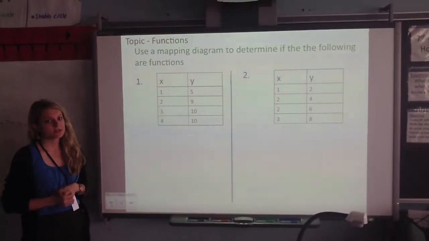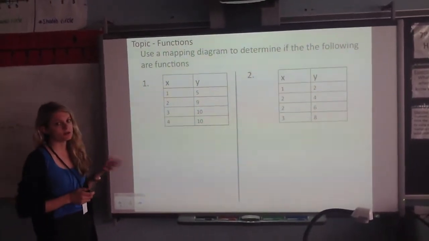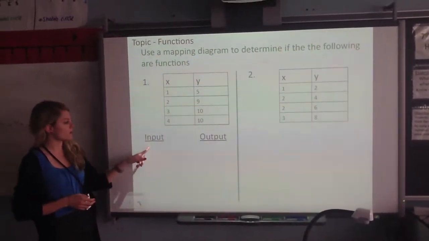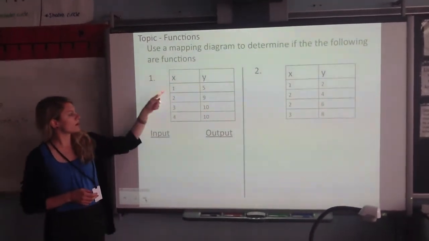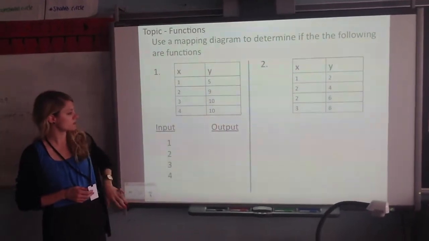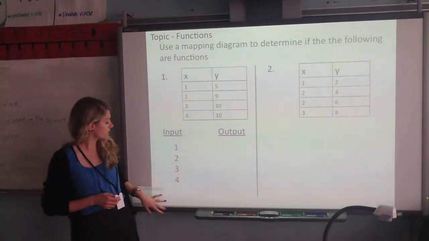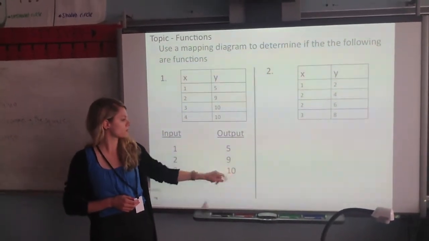Reviewing functions. So for our first example, we want to determine if this is a function or not a function. Our first step to doing that is we need to draw a mapping diagram. So we write our input and our output, and now we're going to list our inputs and our outputs. Our inputs are the values listed underneath x, so 1, 2, 3, and 4, so I'm going to list those. And our outputs are the values listed under y, so 5, 9, and 10. Notice 10 is listed twice, but I only need to write it once under my outputs.